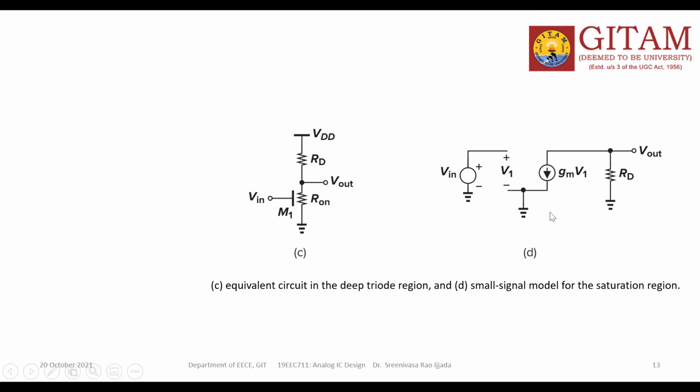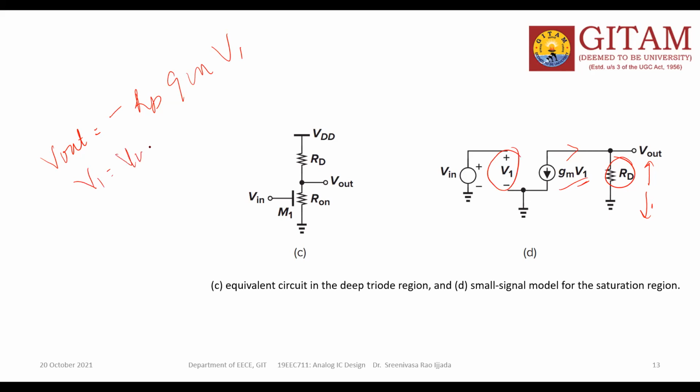From this I can write the output Vout is equal to the drop across RD. So RD into the current, and the current is going this side. Please bring it to this side, then I can put the minus. Okay, what is the current value? GM into V1. What is V1? This is V1. So V1 is equal to your input voltage. Then Vout is equal to minus RD GM into Vin.